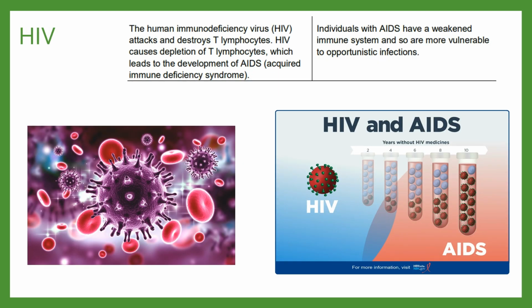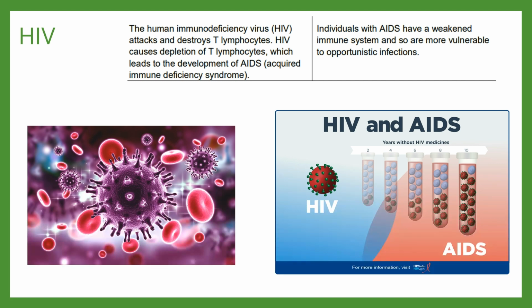Another concern around the T lymphocytes is in the infectious disease HIV, human immunodeficiency virus, as these actually target and destroy the T lymphocytes that are there to protect us from pathogens. So what you can see over time is a depletion of these T lymphocytes, which if it goes untreated, may lead to the development of acquired immune deficiency syndrome, better known as AIDS.